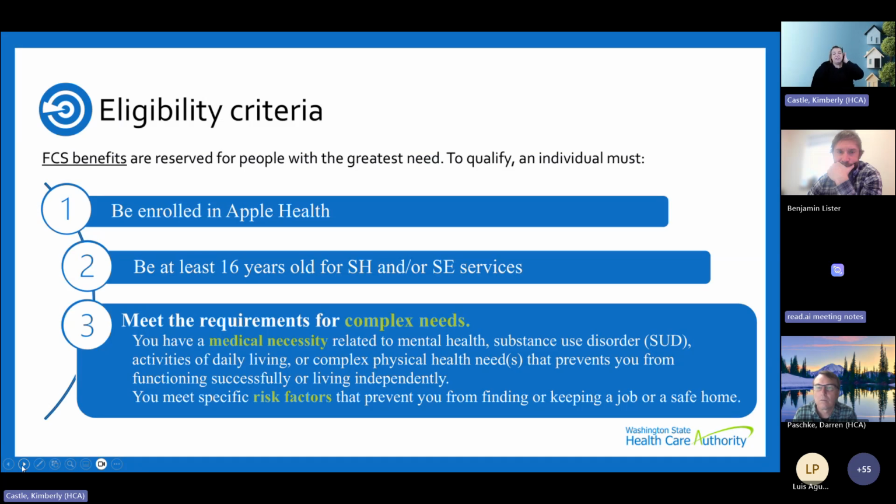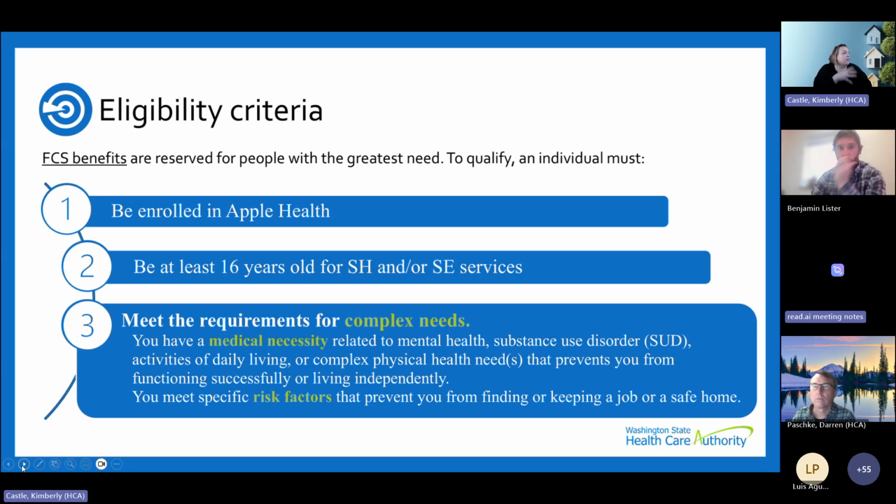For eligibility for FCS, the first part, we have two phases. The first one is they have to be enrolled in Apple Health. So if you haven't gotten someone enrolled in Medicaid, that would be the first step. We can serve people that are at least 16 years or older for both services now. And then they have to meet a medical necessity, a health need. So whether that's a behavioral health diagnosis, an SUD, or they are diagnosed as having a disability that needs support in maintaining housing or independent living.